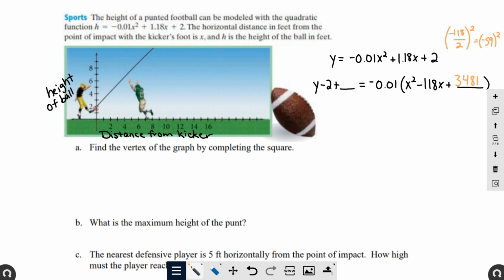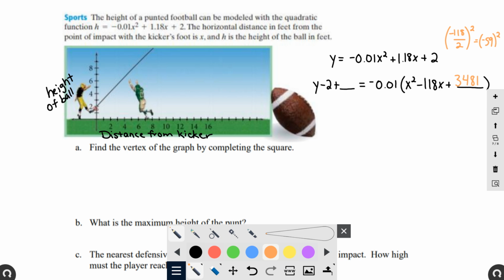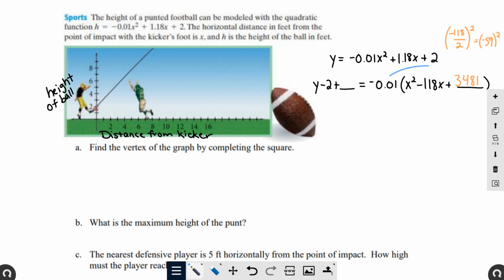Okay, remember that number goes in the blank, but we have to figure out what goes in the blank over here. What are we going to have to do? You've got to multiply these two numbers to figure out what goes there. So let's multiply that by our negative 0.01. Negative 34.81. Sorry, I kind of ran out of room in my spot there, didn't I?